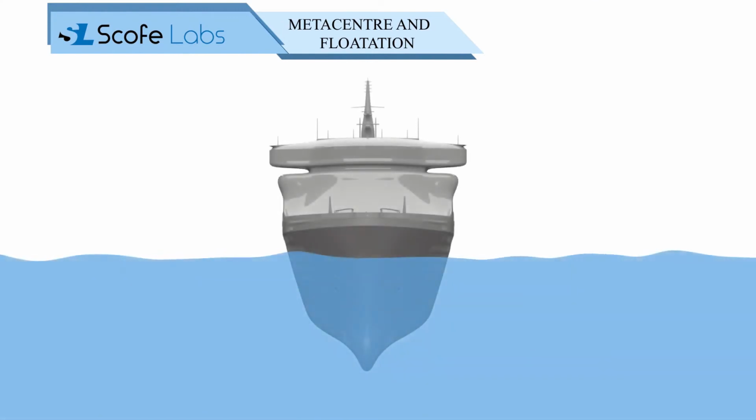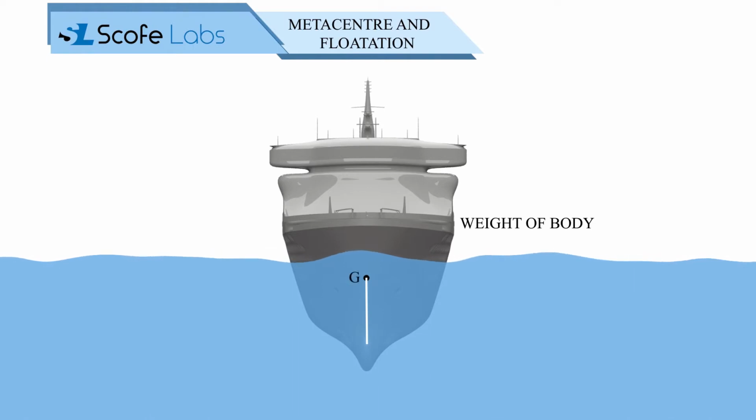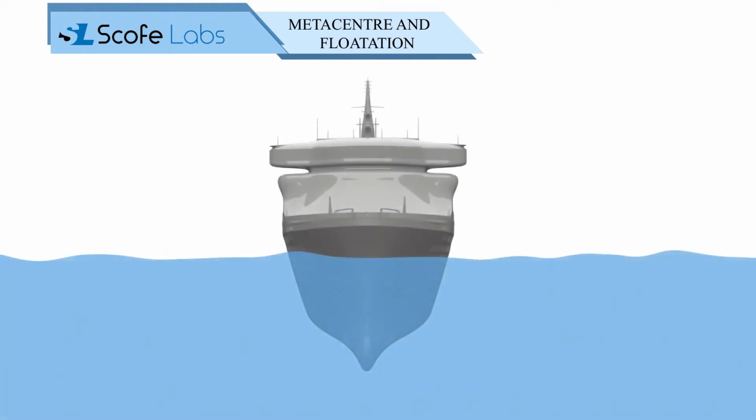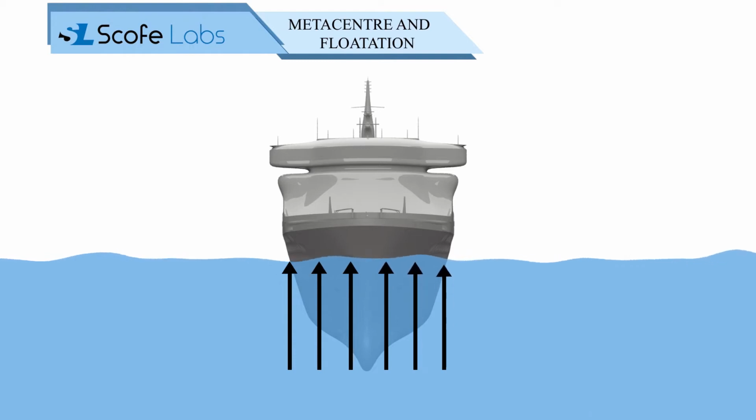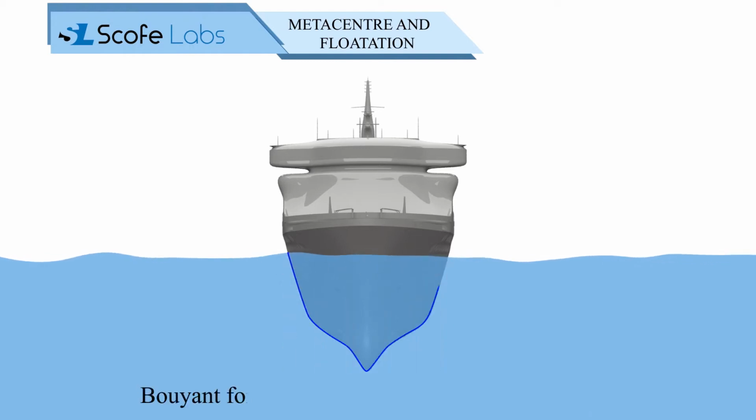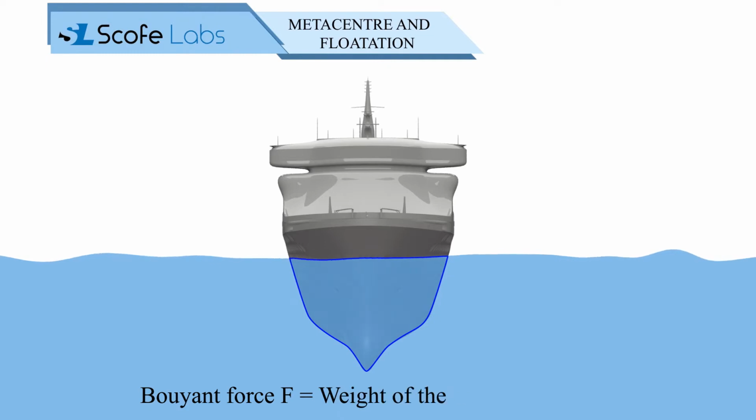In the case of ships, two types of forces act on it. First is the vertical downward force of gravity, which is equal to the weight of the body, and acts at the center of gravity of the body, G. Another force which acts on the ship is the buoyant force, which acts due to the force exerted by the fluid on the ship. The buoyant force F is equal to the weight of the water displaced by the immersed body.